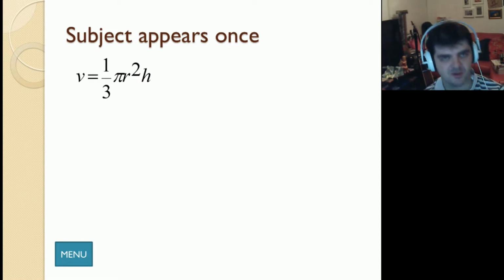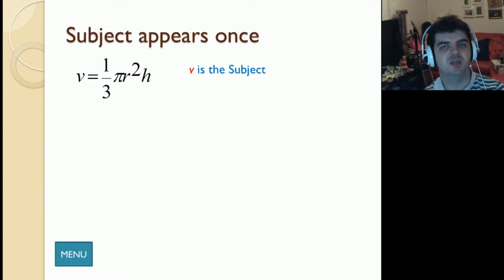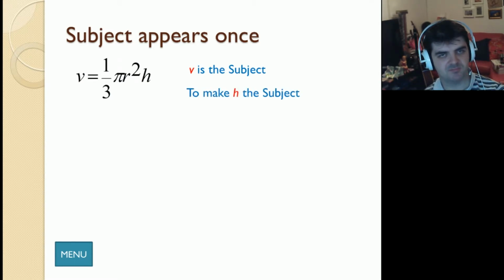We've got V equals a third pi r squared h. V is the subject. We want to make h the subject. So we've got all this to move over to the other side. Now, as you notice, it's all multiplied together. So in actual fact, it doesn't matter what order you do it in. But I'll take it from left to right.